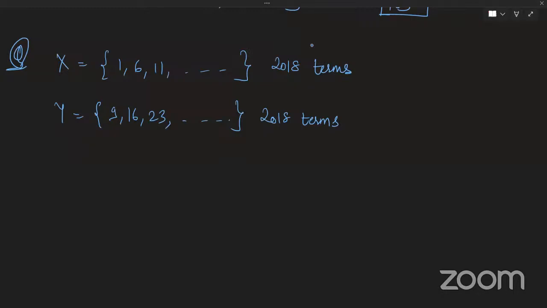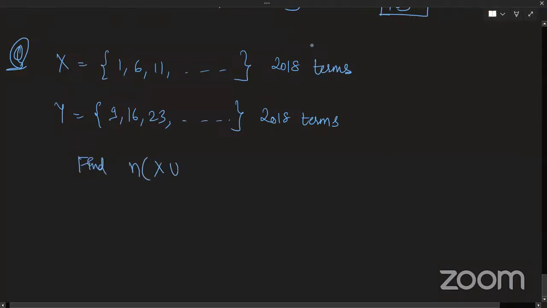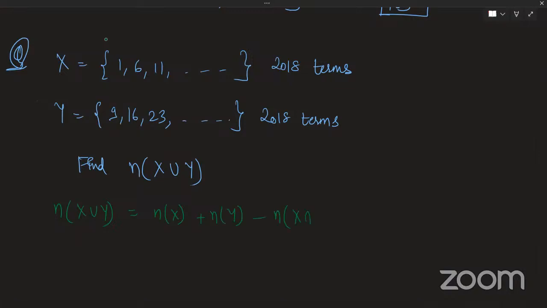So this question is asking me to find the number of elements in X union Y. I have two sets, and I need to find the number of elements in X union Y. I'll tell you the basic formula: the number of elements in X union Y is equal to the number of elements in X plus the number of elements in Y minus the number of elements in X intersection Y. Fine. So just use this formula.